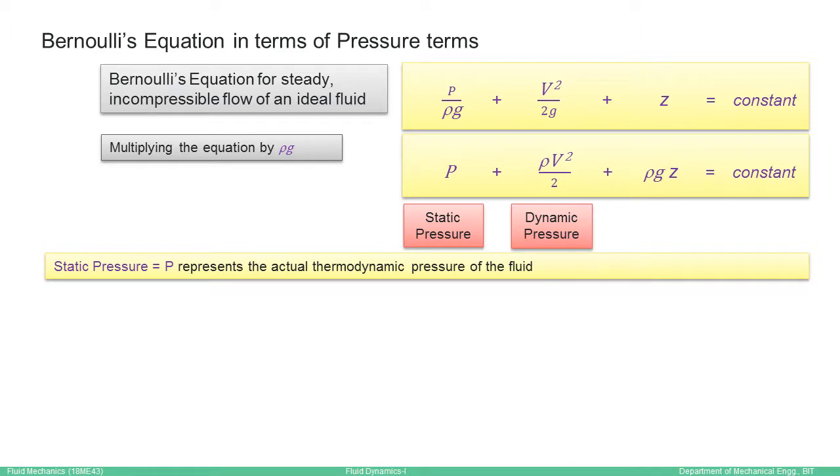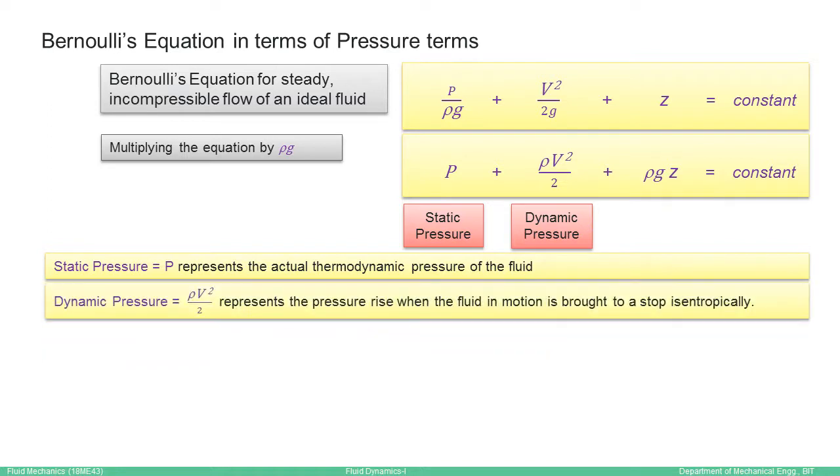And the next term, rho v square by 2, is called dynamic pressure, and it represents the rise in pressure when the fluid motion is stopped suddenly, isentropically. So if there is a fluid flow and that flow is stopped, you can see a rise in the column of fluid, which is this dynamic pressure. If the initial velocity of the fluid before stopping is v, then the dynamic pressure for that fluid of density rho is rho v square by 2.